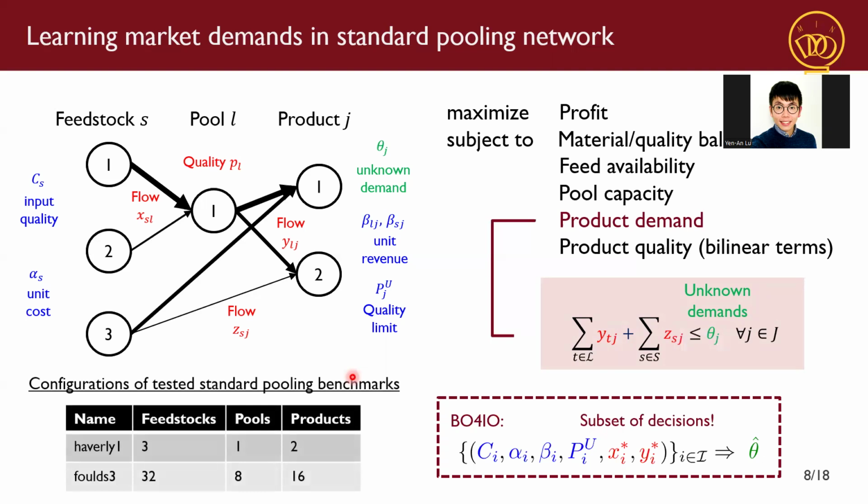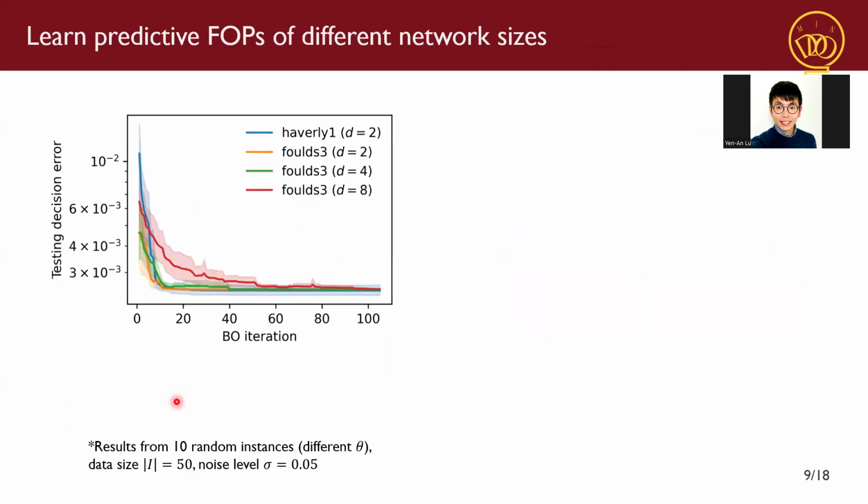And next, we further test our algorithm on different kinds of benchmark problems, including the Harvard-1 and FOSS3. The idea here is to test how our algorithm works under different pooling network sizes. So here's the result. The left plot shows how the testing decision error progresses over BO iterations under different pooling networks and at different unknown dimensions D.